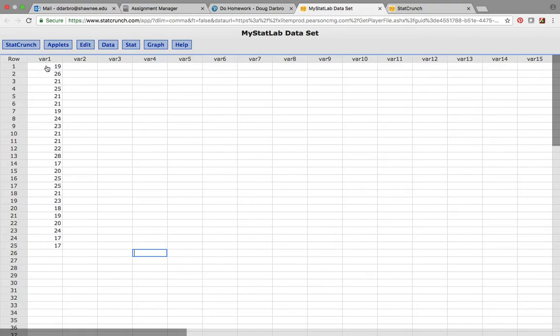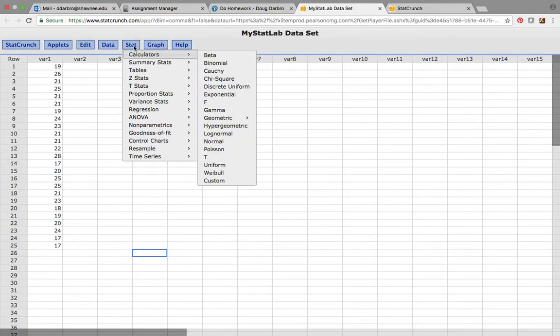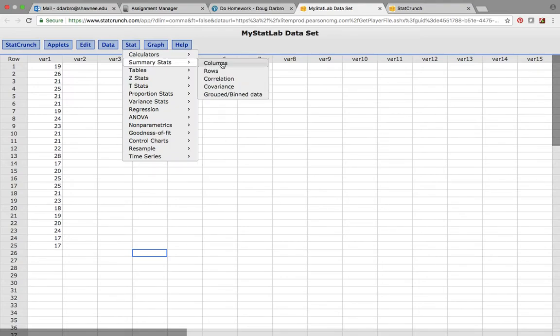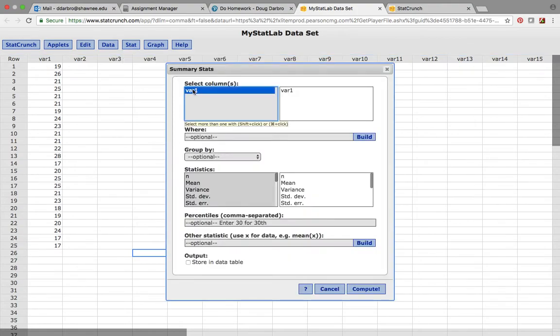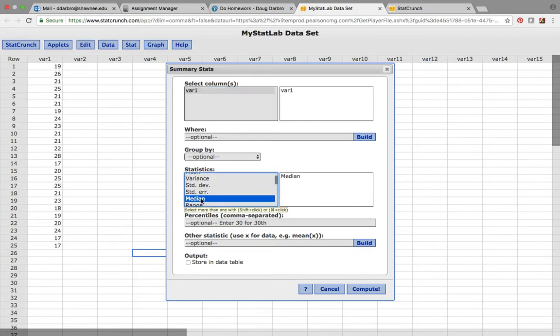Sometimes the variable name will be embedded as the first row, so make sure your first row actually does start out with the first piece of data. What we want here is to go to Stat, then Summary Stats, then Columns. We want to select the column, and then do some 5-number summary stuff. I know I need the median.